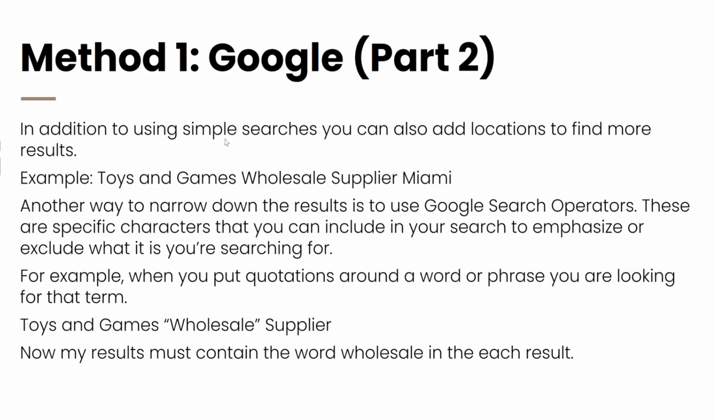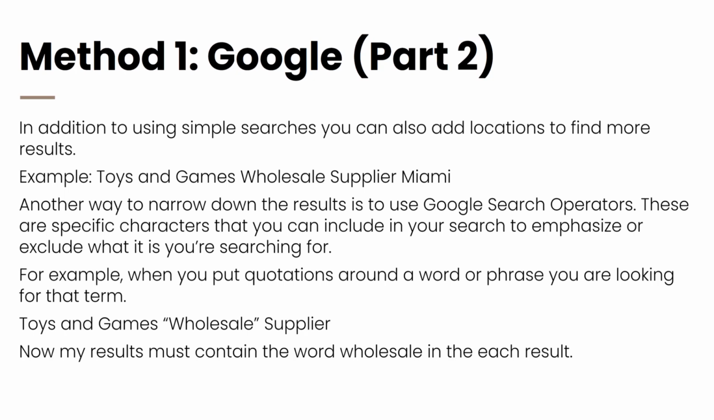So within Google, you can actually specify your results in order to get better results. So what I mean by this, in addition to using simple searches, such as just search terms and other long tail keywords that we were using, you can also add locations to find more results. So an example would be toys and games wholesale supplier Miami. You can also specify from the city, you can also do the state, and you can also do different regions. So since I live in New Jersey, I am going to find results tailored for New Jersey because Google is optimizing for a location.